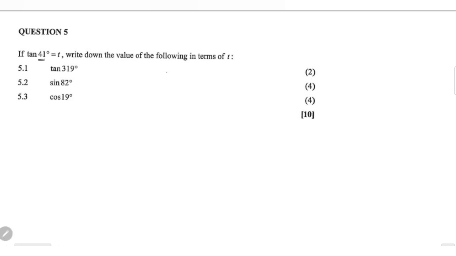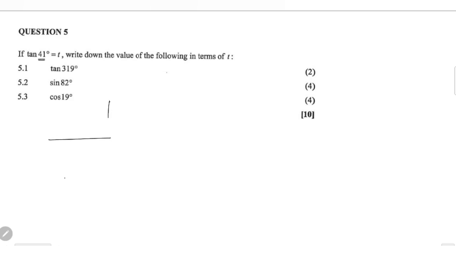Remember, I repeat once again, the method I am going to show you will work only if you have an acute angle. Here, is 41 degrees an acute angle? Yes. What do you mean by an acute angle? An angle less than 90 degrees. So let me draw a right angle triangle before I go to the first question.